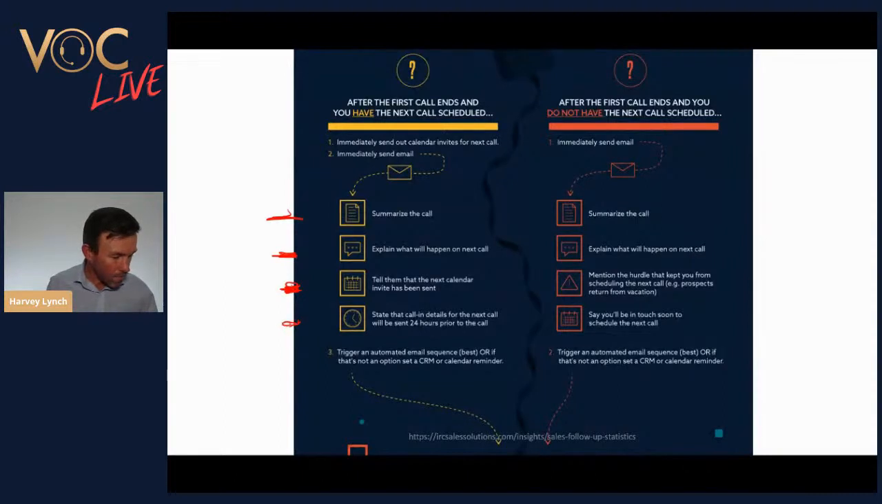And then state that the call-in details for the next call will be sent 24 hours prior to the call. So generally you would have this automated, right? Now, automated inside of a customer relationship management system, or a CRM for short, where you can actually store your contact information, your contact data.